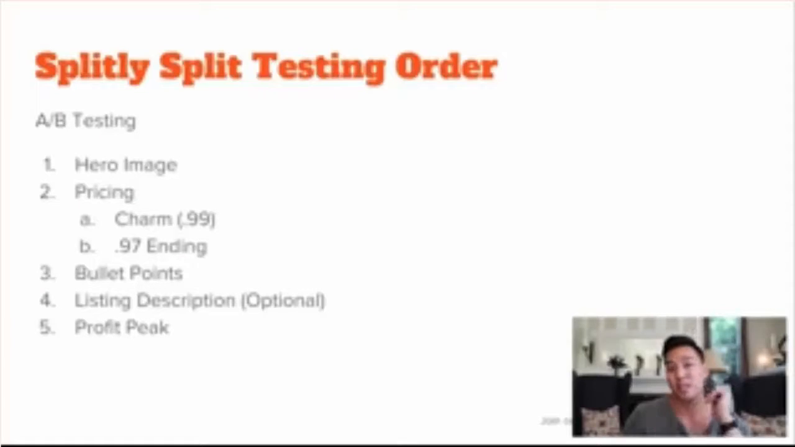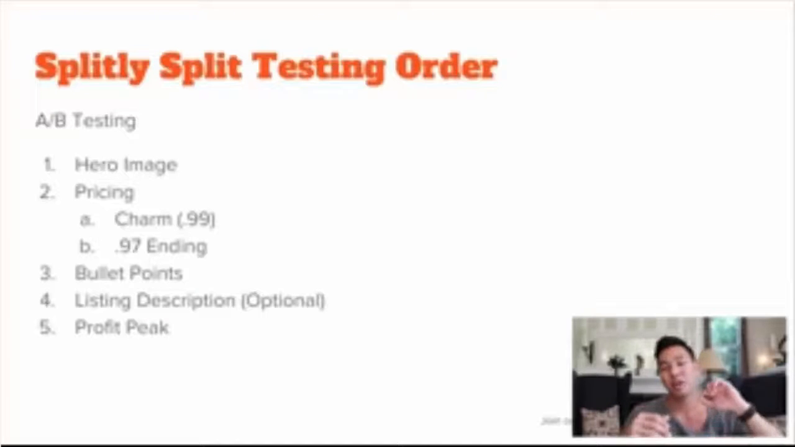Next, I'll test out the product description section. If you guys are brand registered, I highly recommend you test out the enhanced brand content. Switch images out, switch the text out, see what happens. And then once you're done testing with that, we can talk about my favorite feature called Profit Peak. Sometimes, honestly, I skip testing bullet points and product description, and I just move on to Profit Peak.